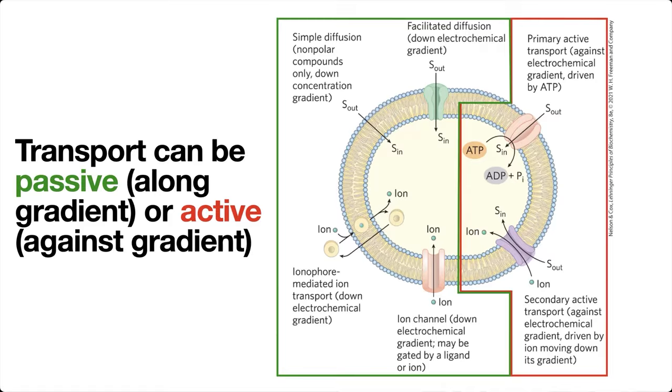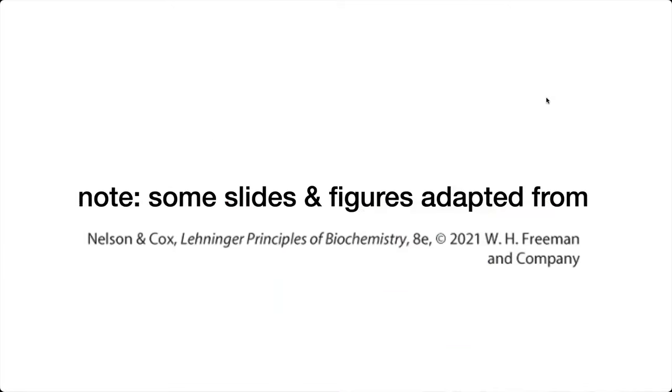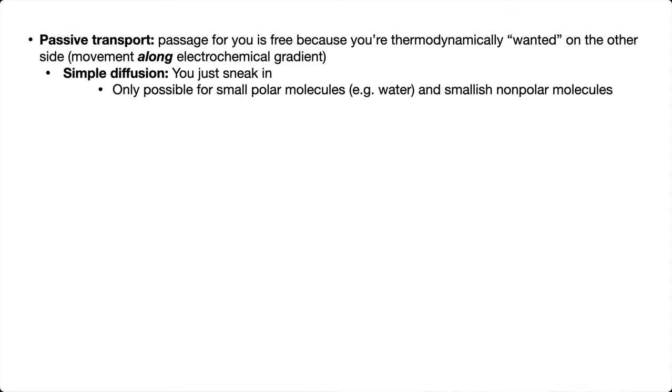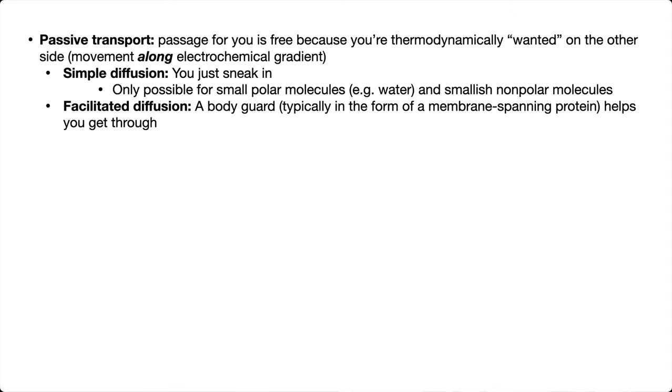Some molecules, however, are going to need to spend some energy to get them through. We need active transport, we're moving against the gradient. We can have primary active transport, where we're paying at the pump, or secondary active transport, where someone's paying ahead for us. So passive transport, the passage for you is free because you're thermodynamically wanted on the other side. You're moving along your electrochemical gradient. With simple diffusion, you just sneak in, and that's only possible for small polar molecules and smallish nonpolar molecules.